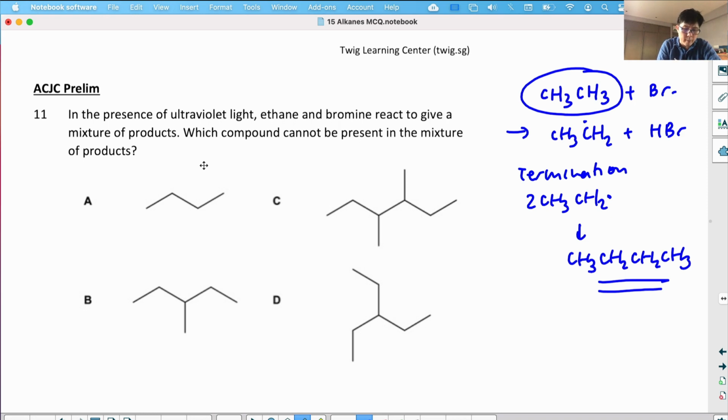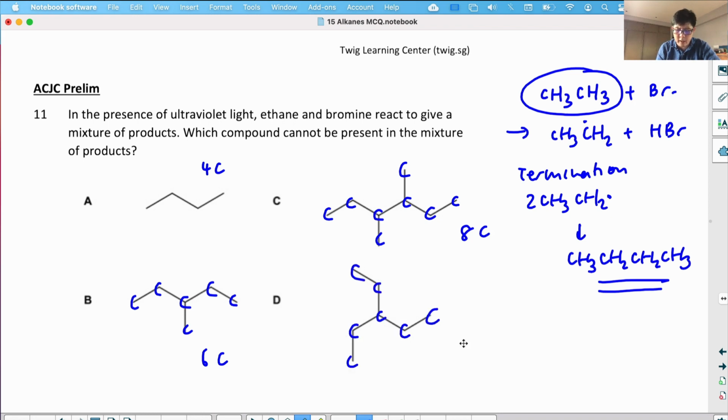Over here there are 4 carbons, and this one has how many? 1, 2, 3, 4, 5, 6, 6 carbons. Yes, it's possible. This one is 1, 2, 3, 4, 5, 6, 7, 8, 8 carbons, possible. This one is 1, 2, 3, 4, 5, 6, 7, 7 carbons, so it's not possible.